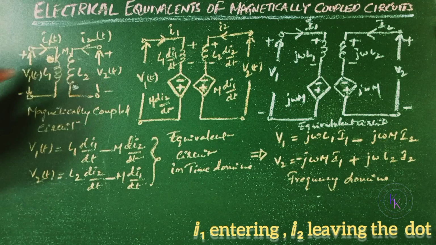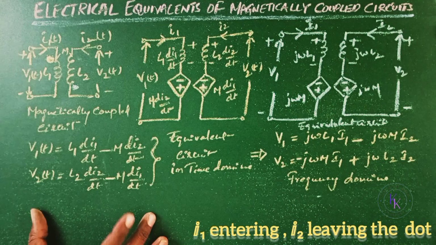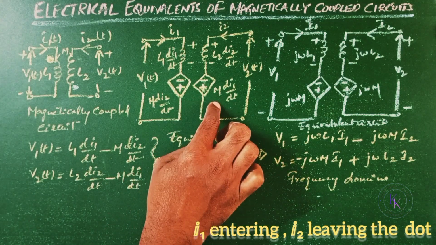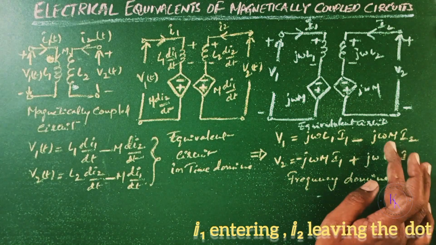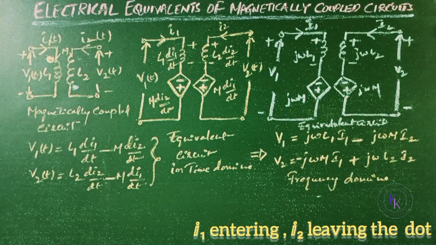So depending upon the dots in the magnetically coupled circuits, the mesh equations or time domain equations change. Polarities of the mutual flux also change, and the equations of the frequency domain also change at the mutual flux, as well as the polarities in the equivalent circuit. Now we have seen 4 different combinations of coupled circuits and their time domain and frequency domain equivalent circuits.